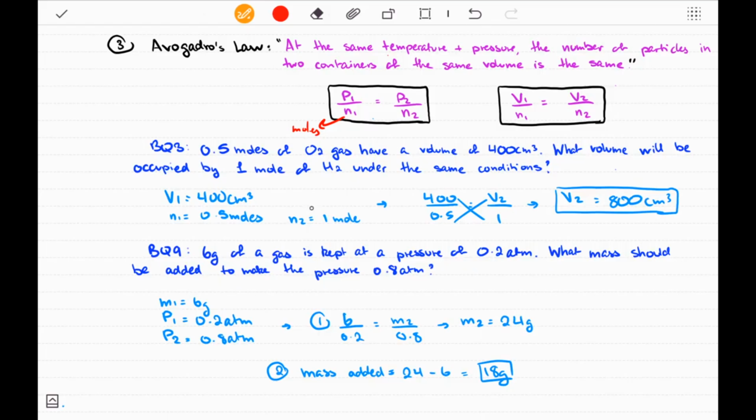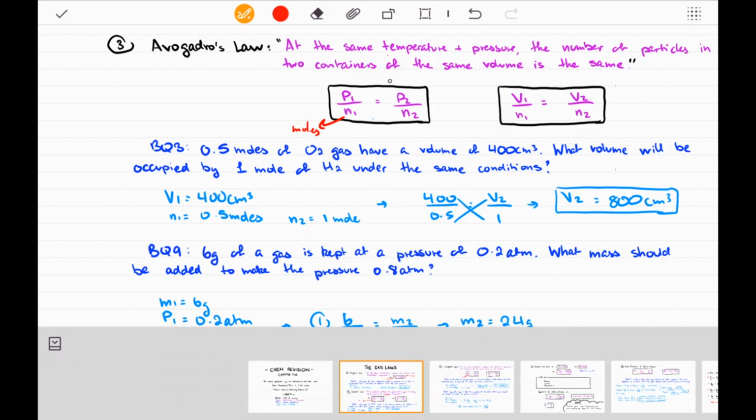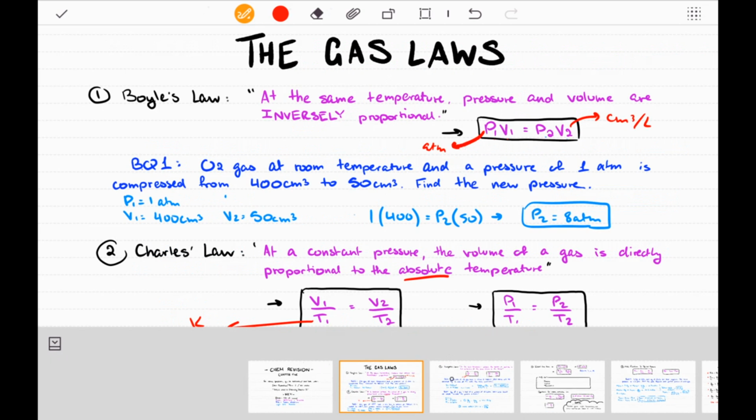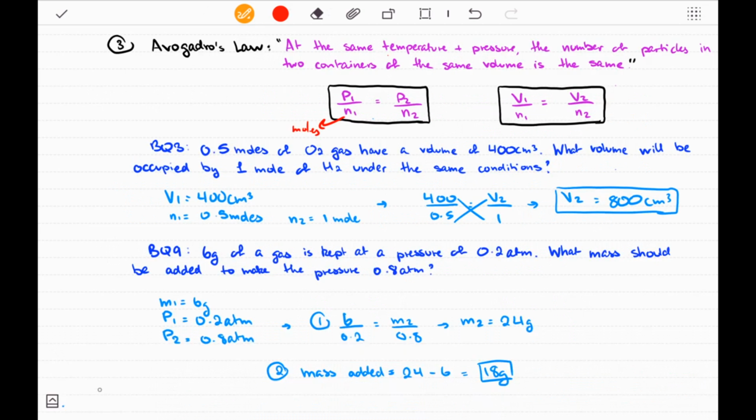One thing I do want to talk about is the statement of Avogadro's law, because unlike the other two laws, in which the law is the statement of the equation, Avogadro's law is a slightly different statement. The statement of Avogadro's law is that at the same conditions, i.e. temperature and pressure, the number of particles in two containers of the same volume is the same.